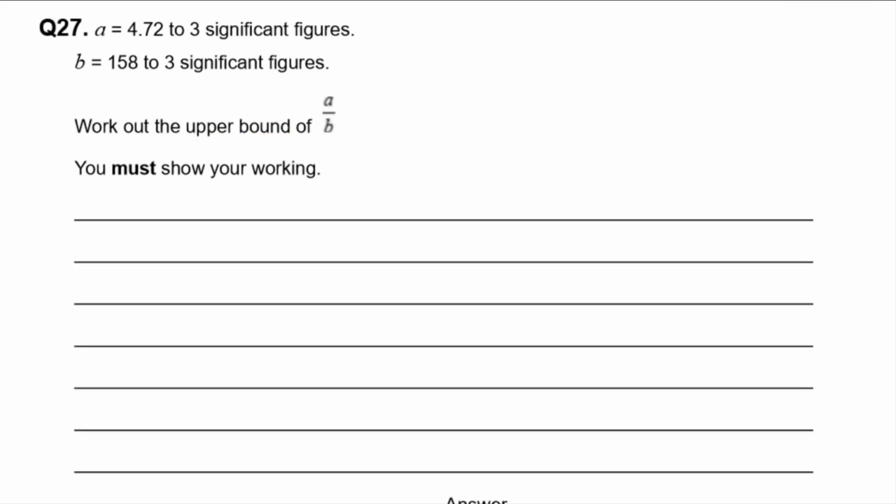Okay, right, question 27. A is 4.72 to 3 significant figures, B is 158 to 3 significant figures. Work out the upper bound of A over B. I'll show you working. So a very similar question. I'm going to start off by working out the bounds for A and then of B. So I've been given A as 4.72 to 3 significant figures. The third significant figure is that 2 there. It's in the hundredths column. So if I'm writing a scale that's going up in hundredths, the next number on the scale would be 1/100th more than 4.72, which is 4.73. And the previous one would be 4.71.